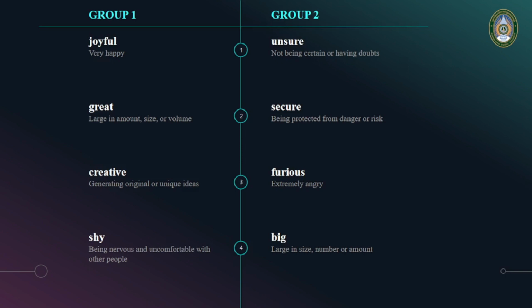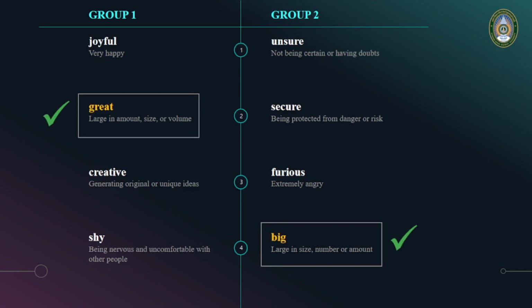So we have great. It means large in amount, size, or volume. So great and unsure, they don't mean anything similar. Great and secure, no. Great and furious, no. But great and big, okay, if you read that description, you will see that these two words have similar meanings. Large in amount, size, or volume. Large in size, number, or amount. So you can see that these two words have similar meanings, okay? So there you go, you've got your answer there.